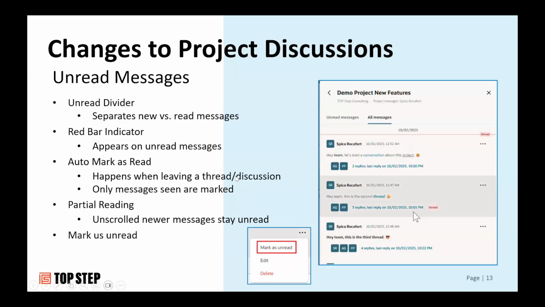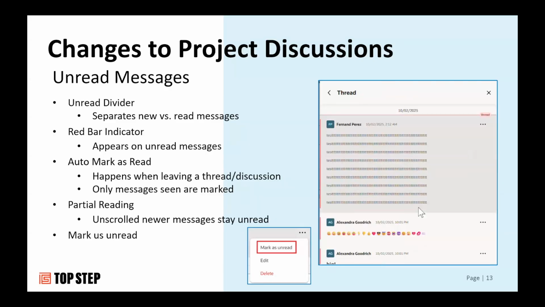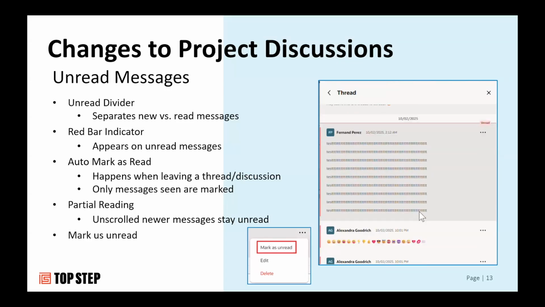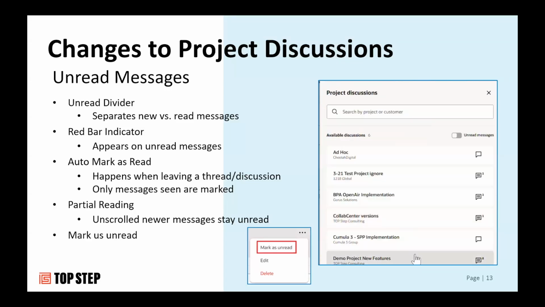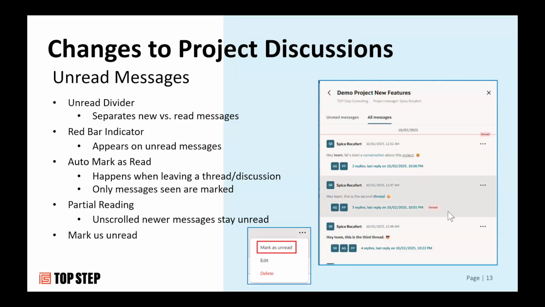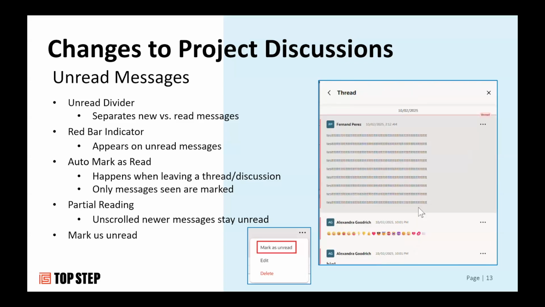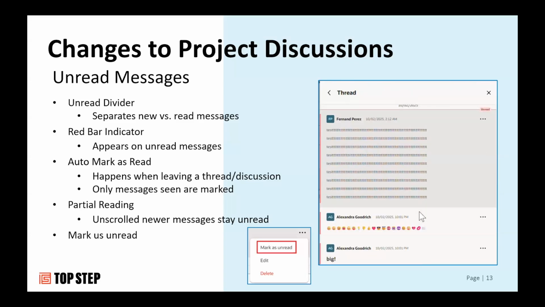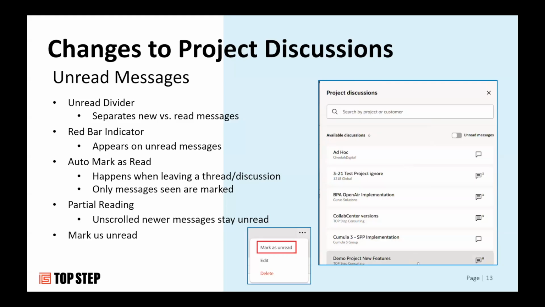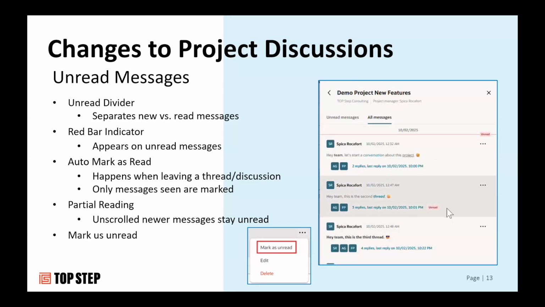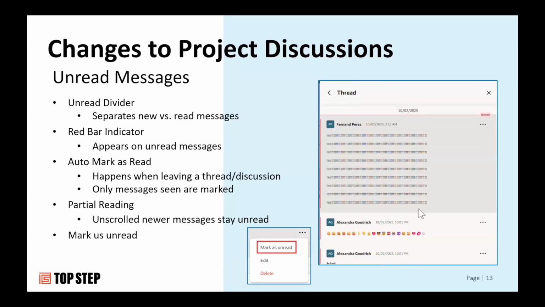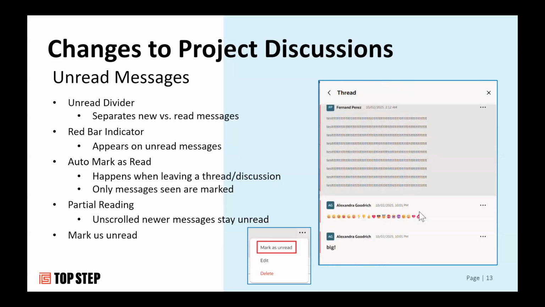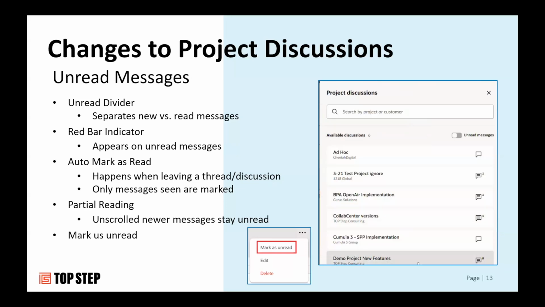And then you now have the ability to see unread messages. It splits the messages between unread and read, so you can see all messages and unread messages. You can then mark messages as read by clicking into them, or manually mark them as unread if you want to revisit them later.